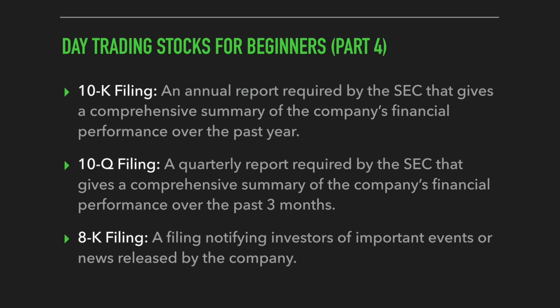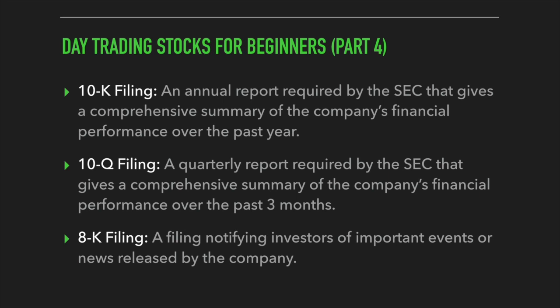And the next filing type is the 8K filing, which is different from the 10K and the 10Q because this is actually not going to be an earnings report. Anytime you see an 8K filing, that is a filing notifying investors of important events or news released by the company. Okay, so anytime a company puts out news, for example, maybe they got a new patent on one of their products, maybe they have some kind of news from the FDA about one of their drugs or treatments, or any kind of news along those lines, that is going to be put out in an 8K filing.